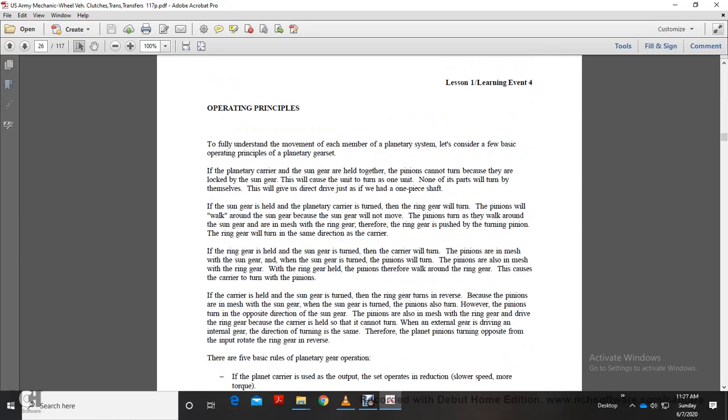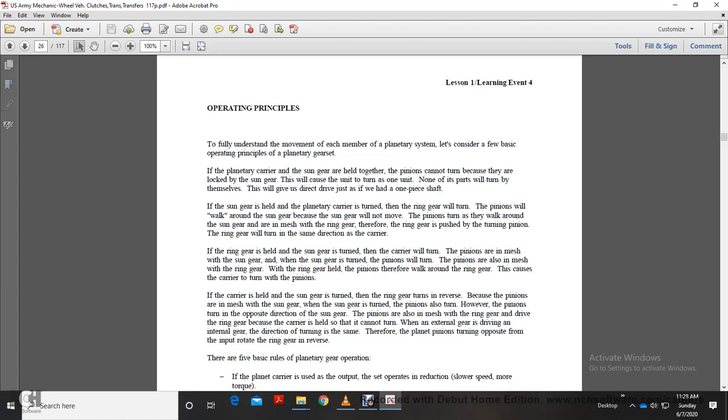To fully understand the movement of each member of the planetary system, let's consider a few basic operating principles of the planetary gear set. The planetary carrier and sun gear are held together. The pinions cannot turn because they are locked with the sun gear, so the whole unit turns as one unit. None of the parts will turn by themselves. This will give us direct drive, just as if it were a one-piece shaft.